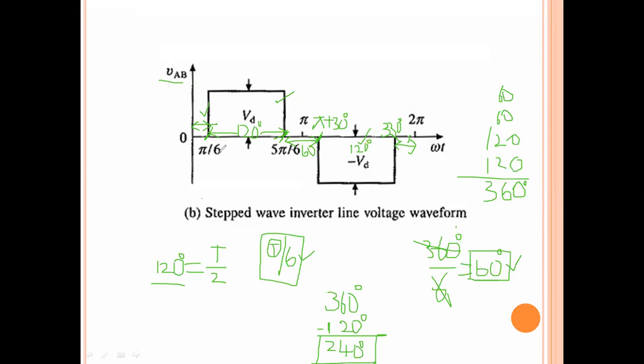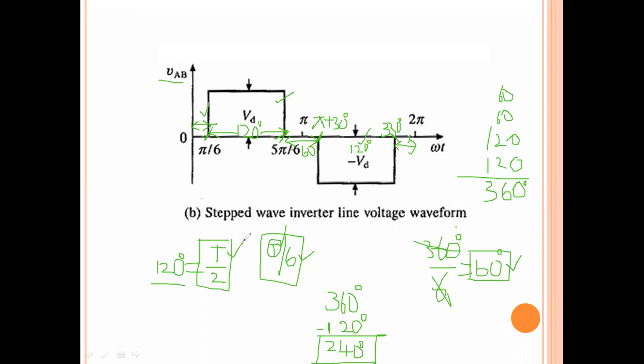So in order to achieve stepped wave inverter line voltage, these are the conditions. First condition is the time difference between two consecutive square pulses must be T by 6. T is variable here because the time period can be varied according to our requirement. So T by 6 is the minimum time duration between the two consecutive square pulses. And T by 2 is the conduction time period.